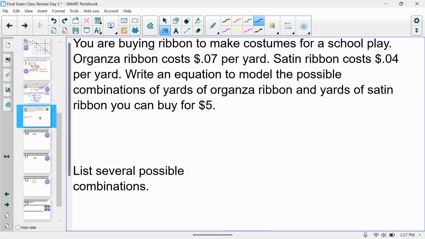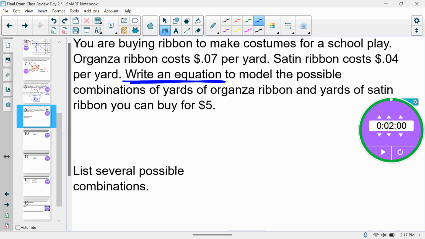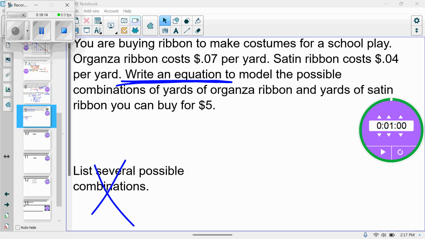All right, we're going to do one more equation writing one from a story problem. So you go ahead and read through this one and try to write your equation. Don't worry about this part yet, okay? Just try to come up with the equation for me right now.